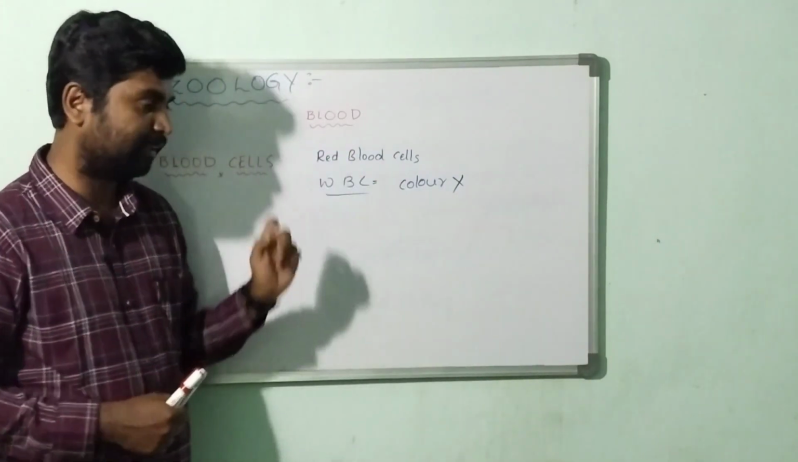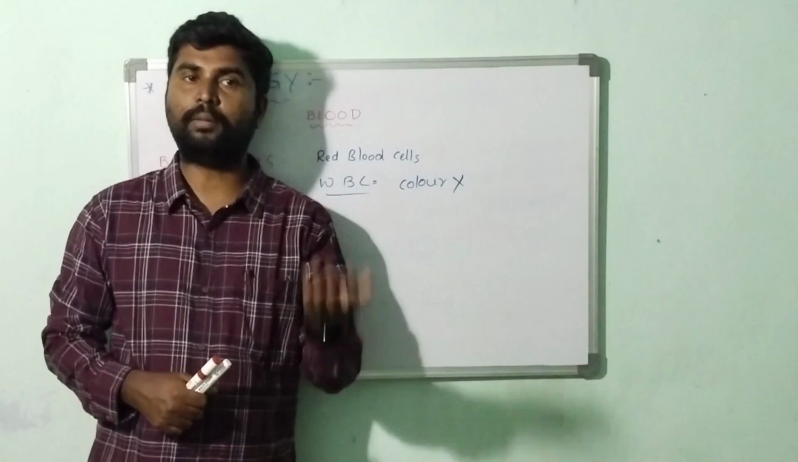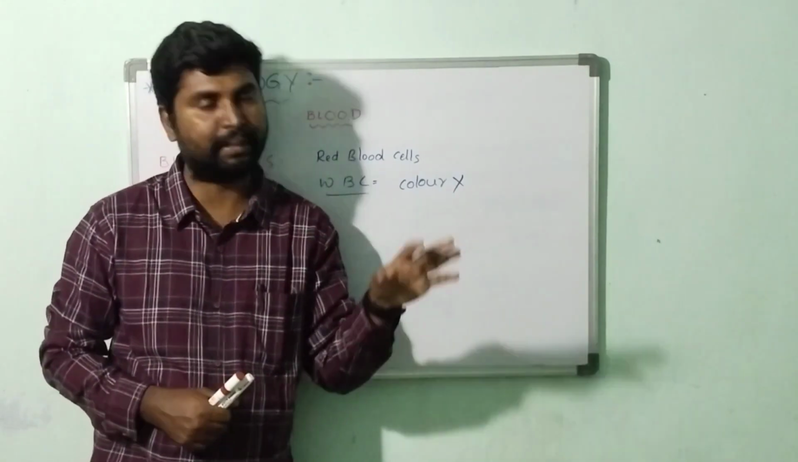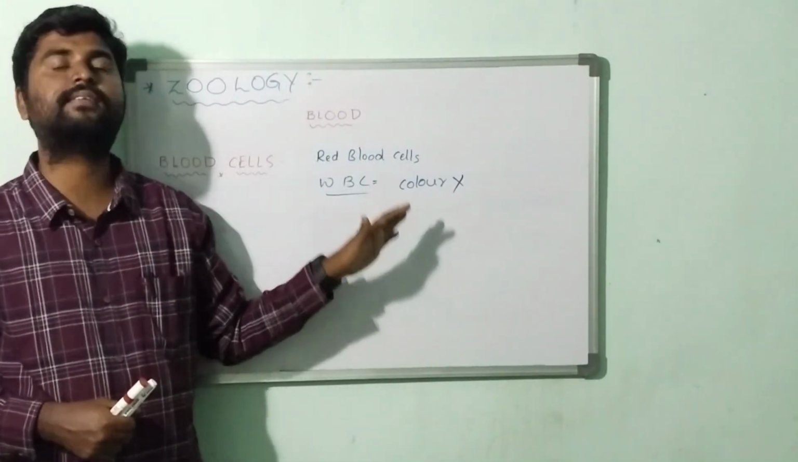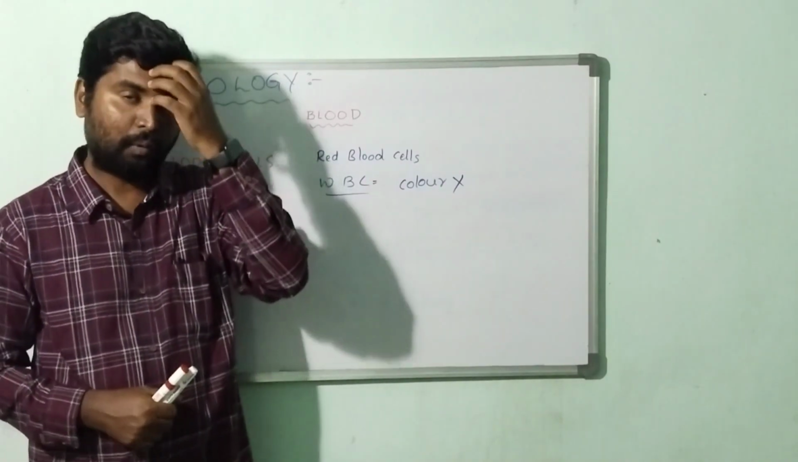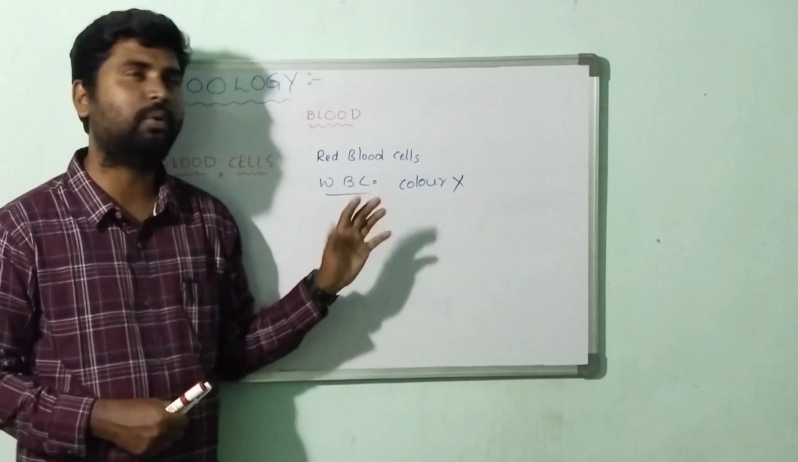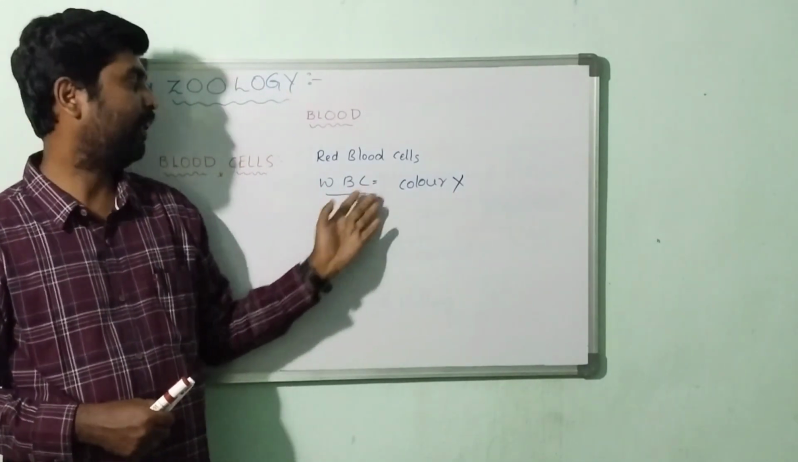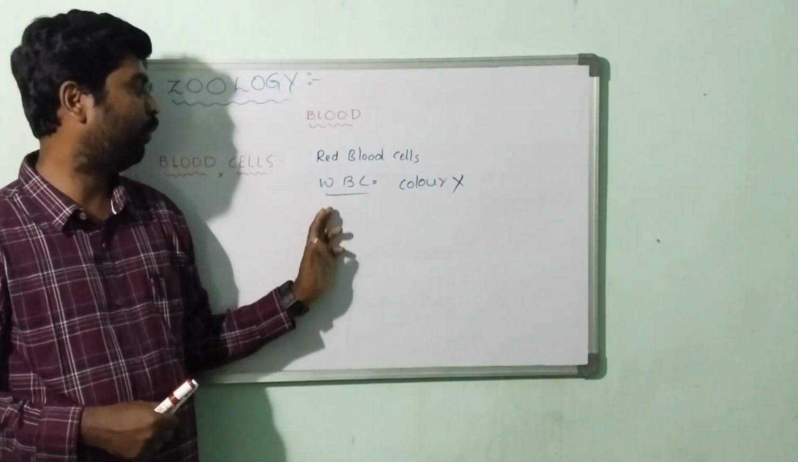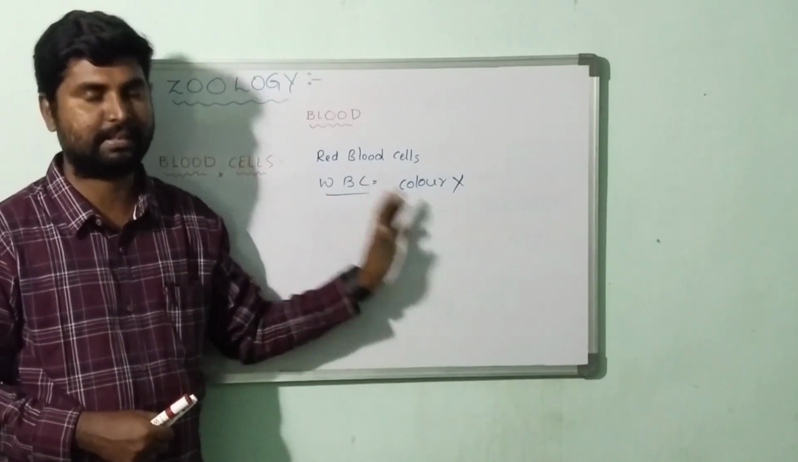Why? Because RBC has the color pigment hemoglobin. In WBC there is no color pigment in those cells. That's why we call them white blood cells. Actually, white means milk color. So there is no kind of color in WBC. That's why I mentioned only WBC, not white blood cells.